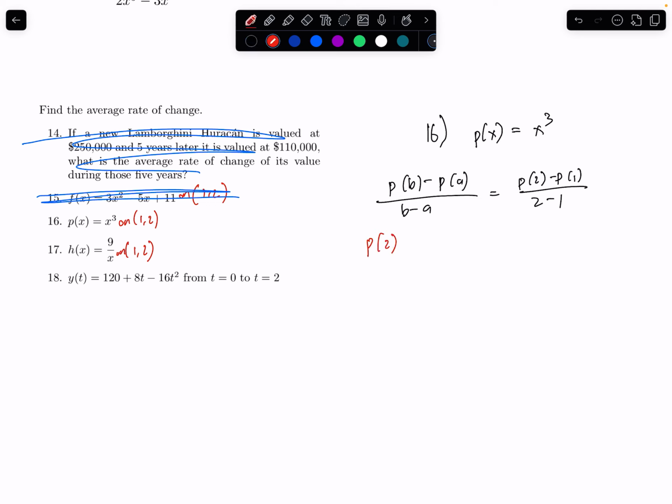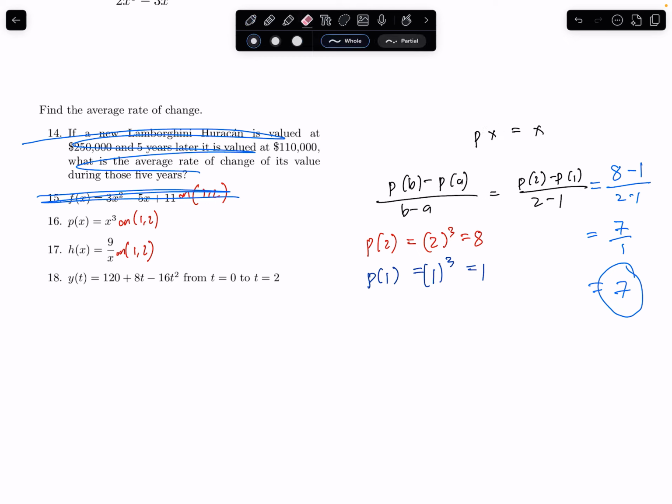All right, let's do p of 2 first. That's going to be 2 to the third, which is 8. Easy. Now let's do p of 1. That's 1 to the third, which is 1. Oh, okay, it's an easier one. So that means when I go to do this, it's going to be 8 minus 1 over 2 minus 1, which is 7 over 1, which is 7. So the average rate of change is 7 on that interval, from 1 to 2. Okay, sweet. 16 done.